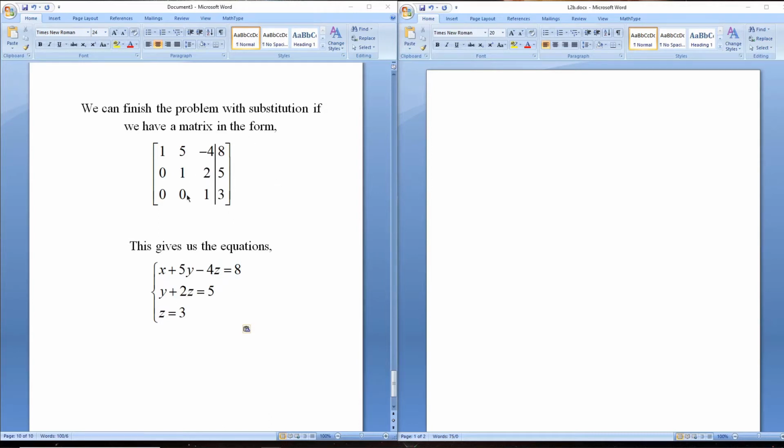So this is a common stopping point. Get the matrix in this form, put it back in equations, and then use substitution to finish it off. And that's what we're going to do here: work to get the matrix in this form, all ones on the diagonal, zeros here, and then use substitution to finish it off. So let's check out a problem and go through all these steps.